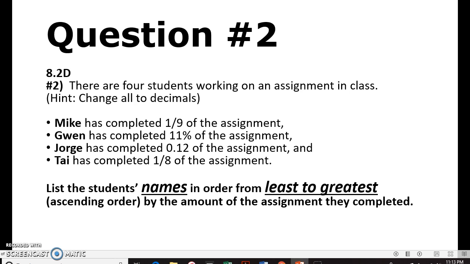Question number 2. There are 4 students working on an assignment in class. Mike has completed 1/9 of the assignment. Gwen has completed 11% of the assignment. Jorge has completed 0.12 of the assignment, and Ty has completed 1/8 of the assignment. List the students' names in order from least to greatest, ascending order, by the amount of the assignment they have completed.